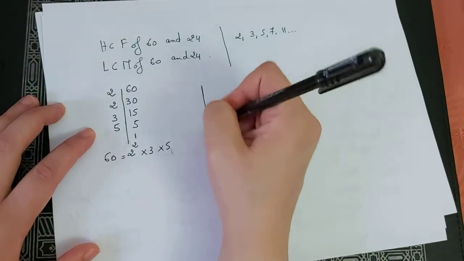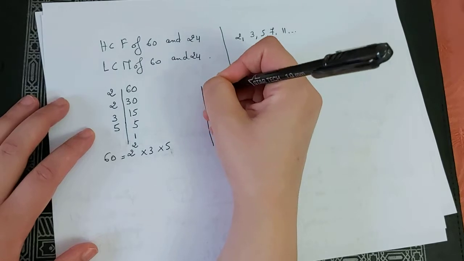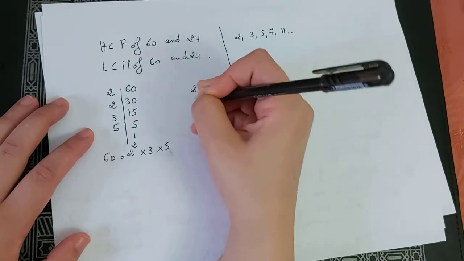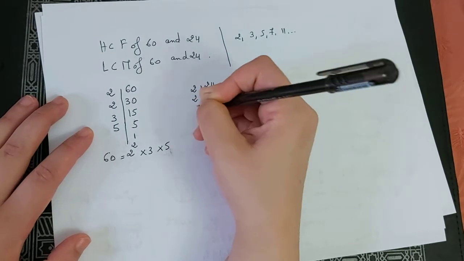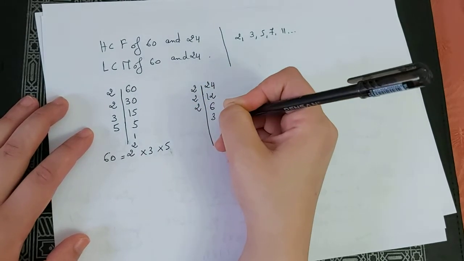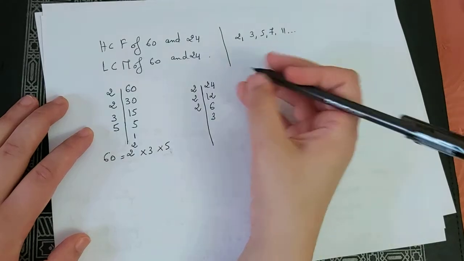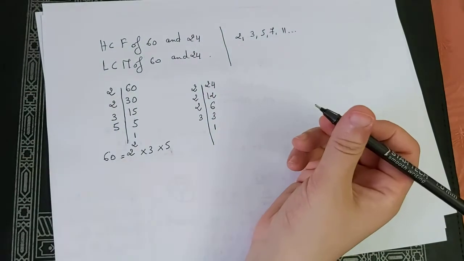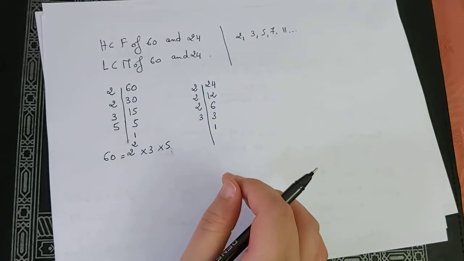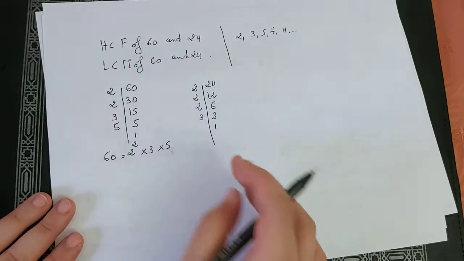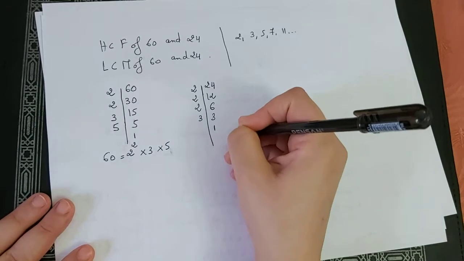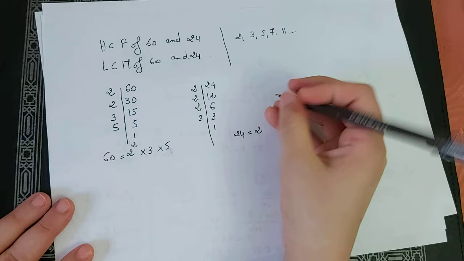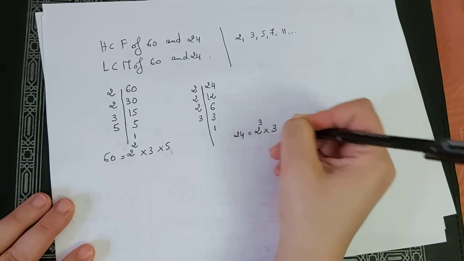I will do the same thing for 24. 24 divided by 2 is 12. 12 divided by 2 is 6. 6 divided by 2 is 3. I can't divide 3 by 2, so I will divide by 3. 3 divided by 3 is 1. So I have the final prime factorization. I will write 24 as 2 to the power of 3, times 3.